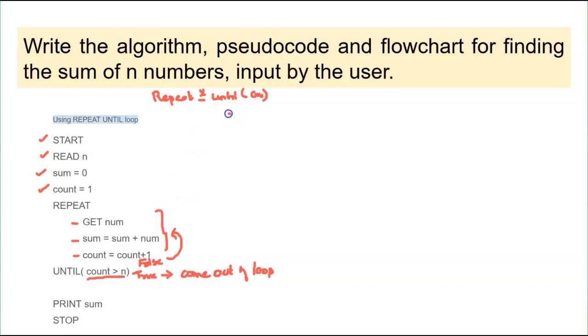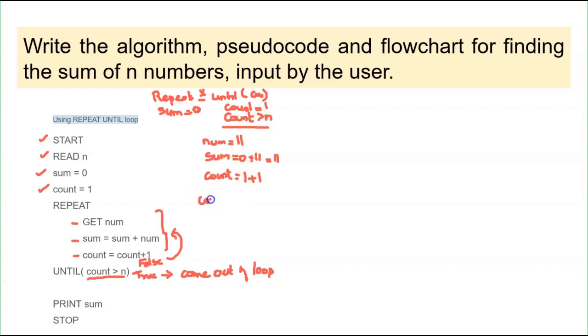So count is 1. We are going to check count is greater than n. This is the condition you are going to check. Initially we have made count equal to 1, the sum equal to 0. So first you will get the number. First number you get. You find the sum, and your count becomes now incremented. Earlier it was 1, plus 1. You will check whether count is greater than n.